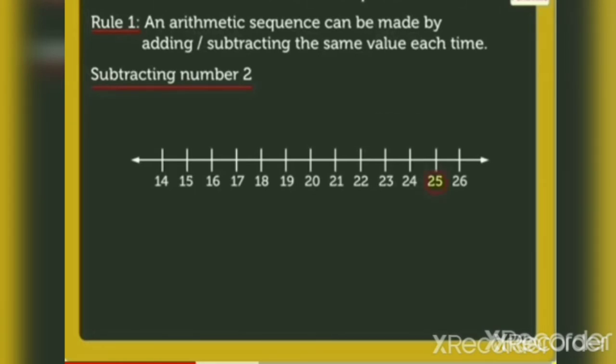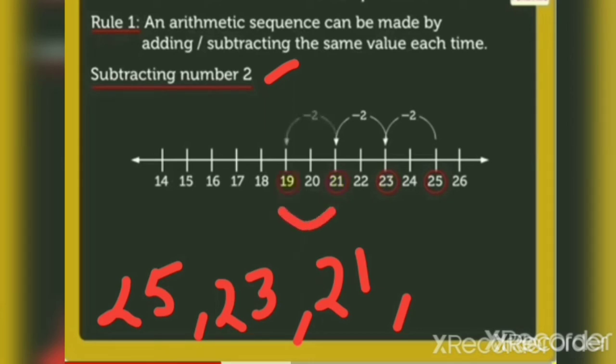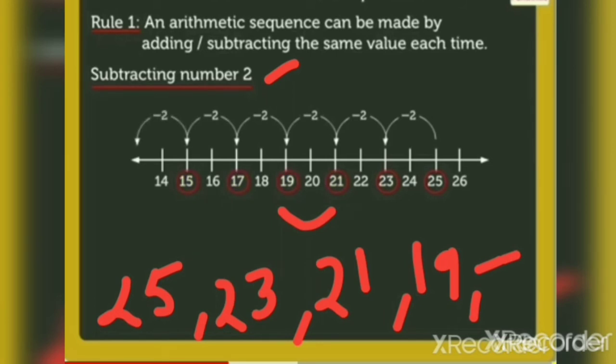Let us start with 25. Now we will subtract 2 from this number. So 25 minus 2, we will get 23. Then the next number will be 23 minus 2, 21. Then 21 minus 2, 19. So the next number will be 19 and so on. 19 minus 2, 17. Then 17 minus 2, 15.